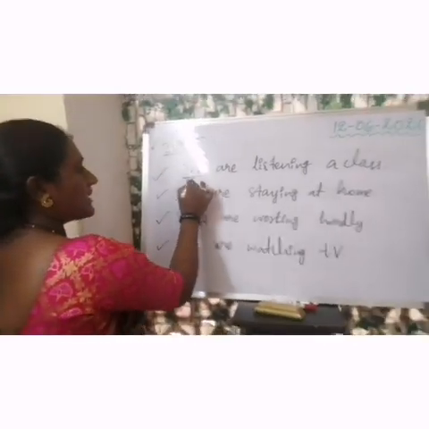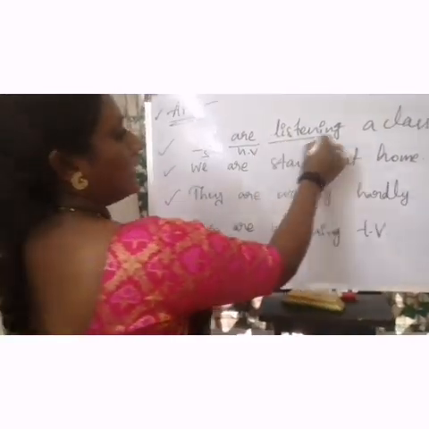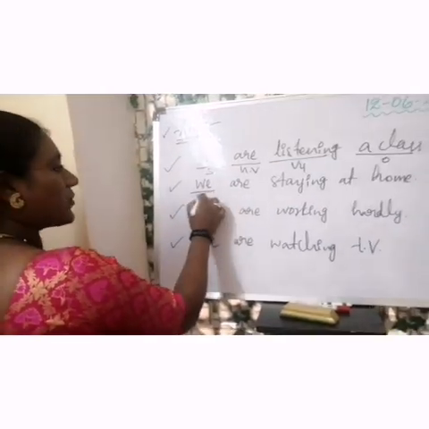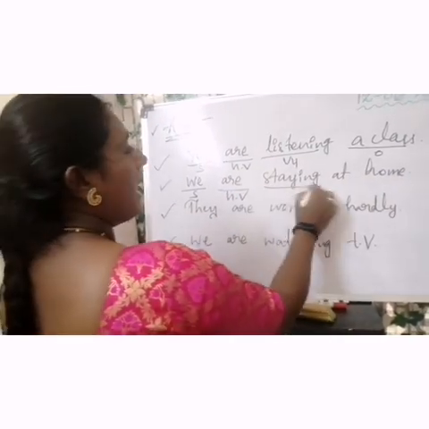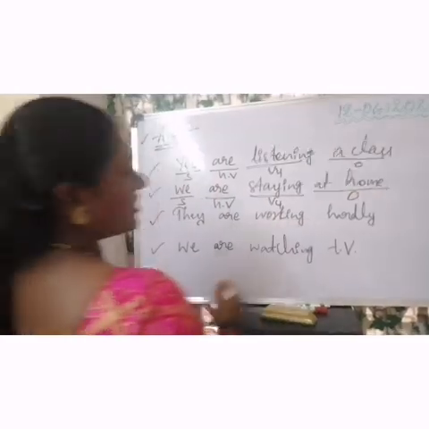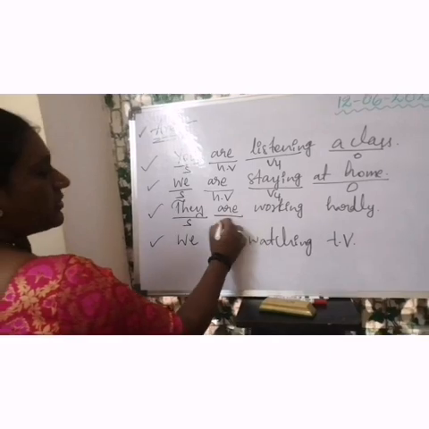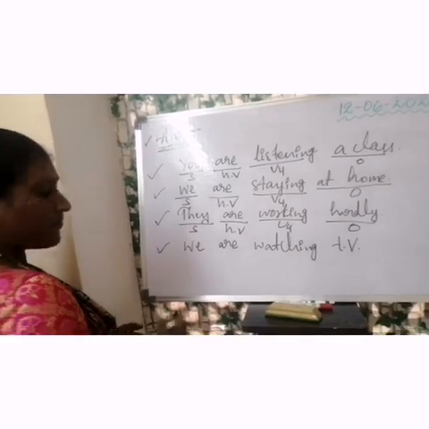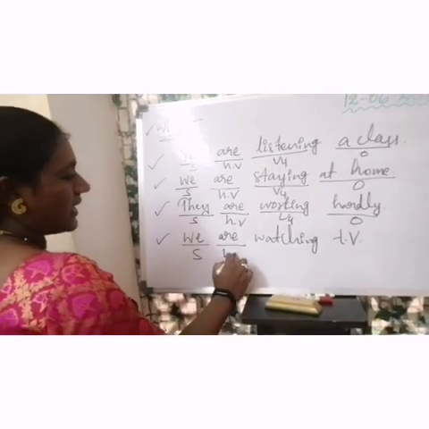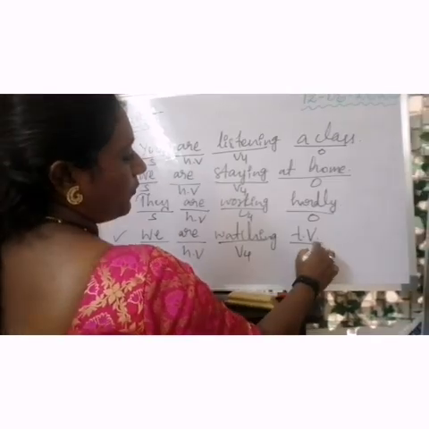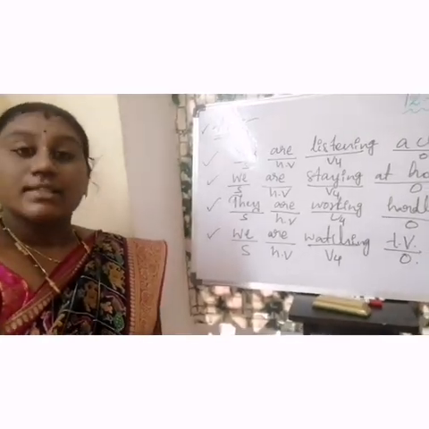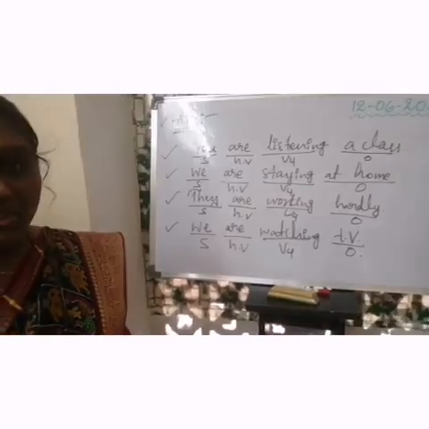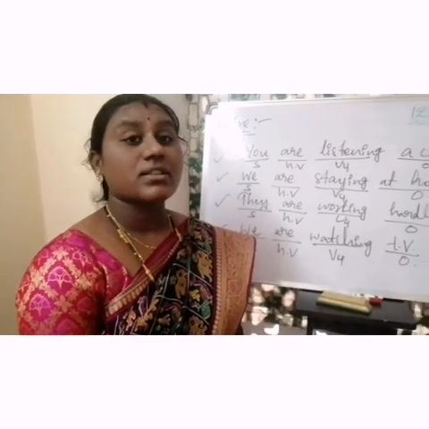So here you is a subject, are is a helping verb, listening is a verb, and class is an object. Okay, and here also we is a subject, are is a helping verb, and staying is a verb, and at home is an object complement. And here they is a subject, are is a helping verb, working is a verb, and hardly is an object. And here we is a subject, are is a helping verb, watching is a verb, and TV is an object complement. So we can observe different kinds of examples by using am, is, are in present continuous tense.